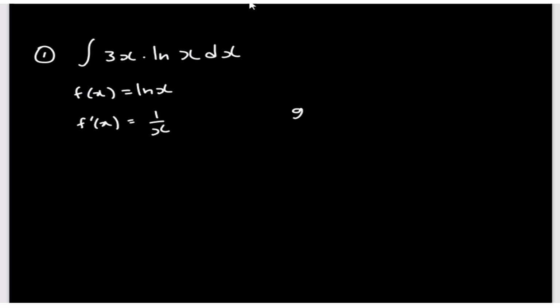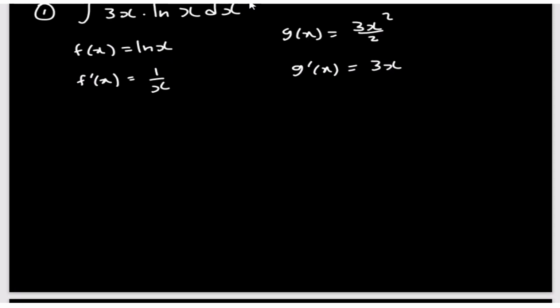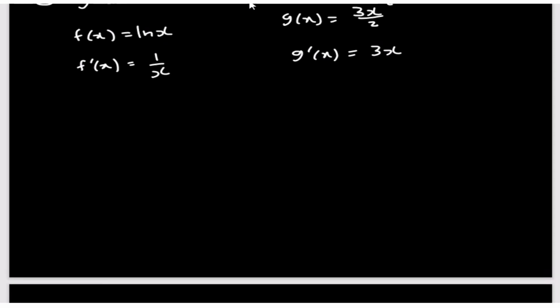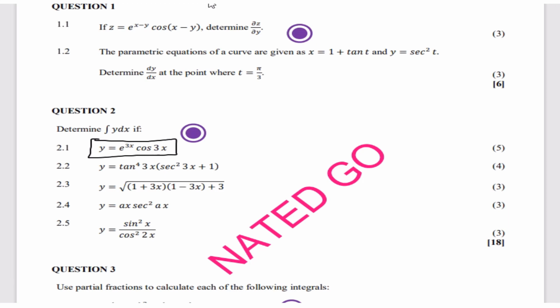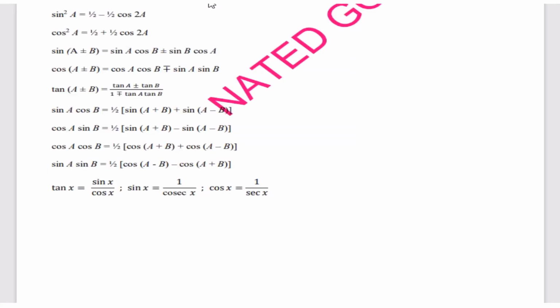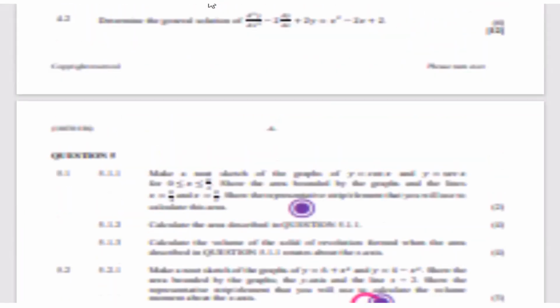Then the other one is g prime of x. What is the integral of 3x? It's 3x squared over 2. You don't have to add plus c. You'll add plus c on the question you're doing. So now I'm solving for my integral. Guys, I think we've been through this. Maybe we didn't, but let me just go back to the formula sheet again. Yeah, we did. No, there's no need.